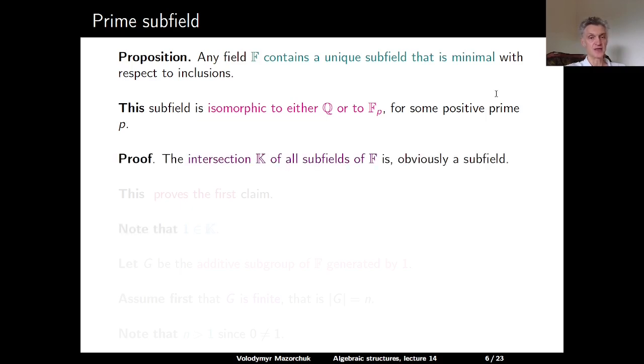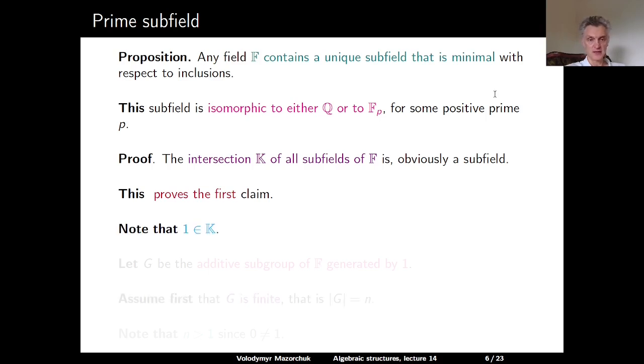The intersection K of all subfields of F is obviously a subfield, because the intersection of algebraic structures is the same kind of algebraic structure. So we take all subfields of F, we intersect them, it's a subfield, it contains 0 and 1, so it's a non-trivial subfield. And this proves the first claim. This subfield, of course, is contained in all other subfields by definition.